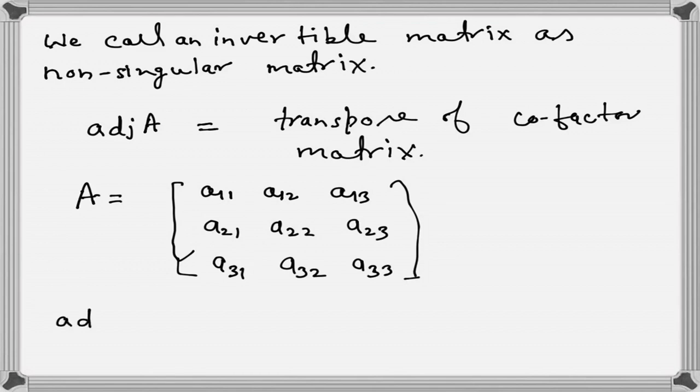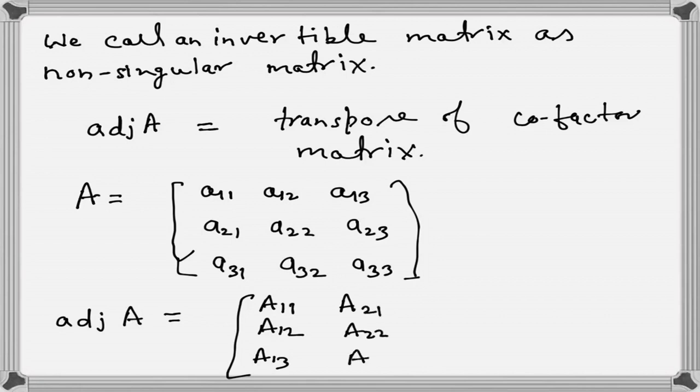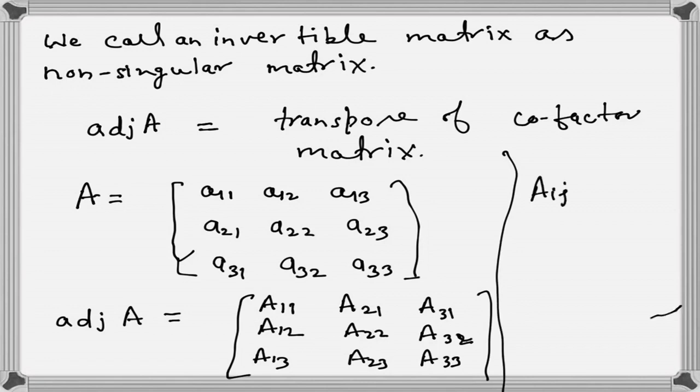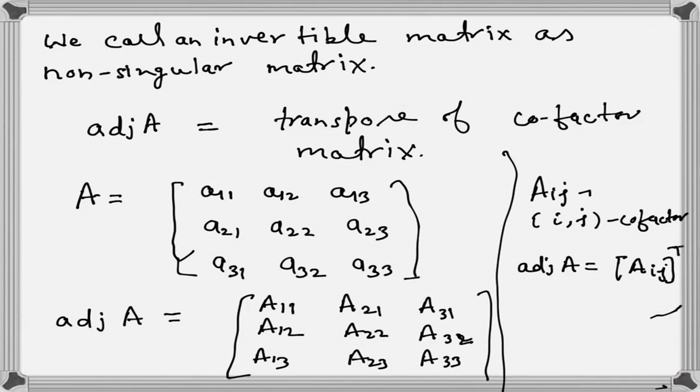So what is the adjoint of A? If I write the adjoint of A, I just write it as A11, A12, A13, A21, A22, A23, A31, A32, A33, where these Aij's are the ij cofactors. So this is the cofactor matrix, and you just take its transpose.